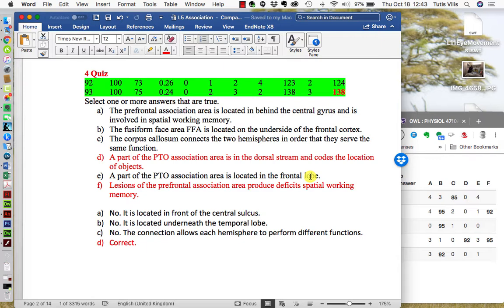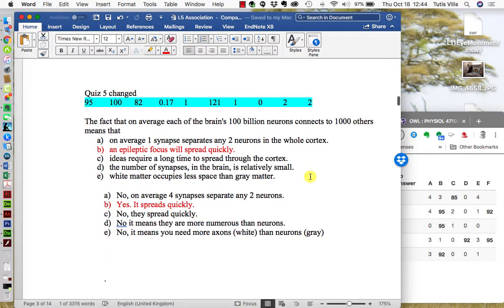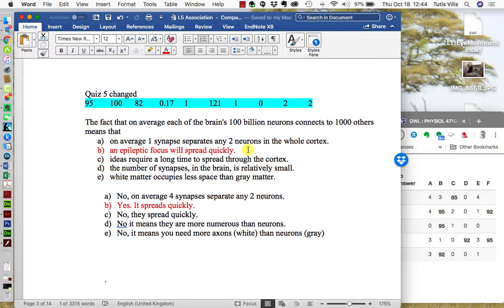Okay, so I guess we should cover this last one. Some people chose 3 as the answer. If you do your math correctly, you'll find that on average 4 synapses separate any 2 neurons. It's like that tweet that you made: how many tweets does it take to get to everyone in the world? And it's 4 tweets.